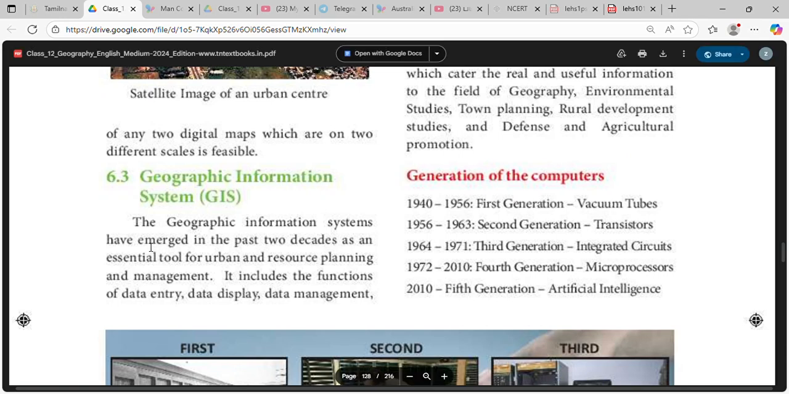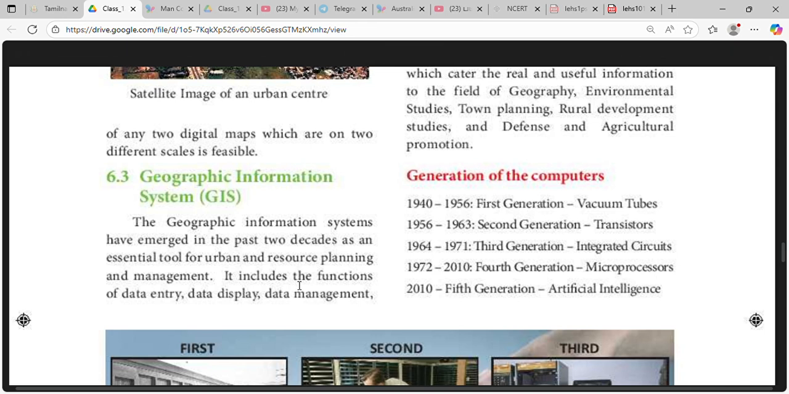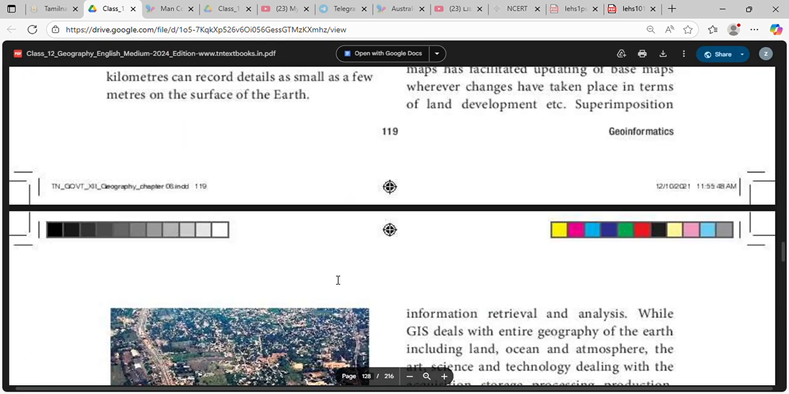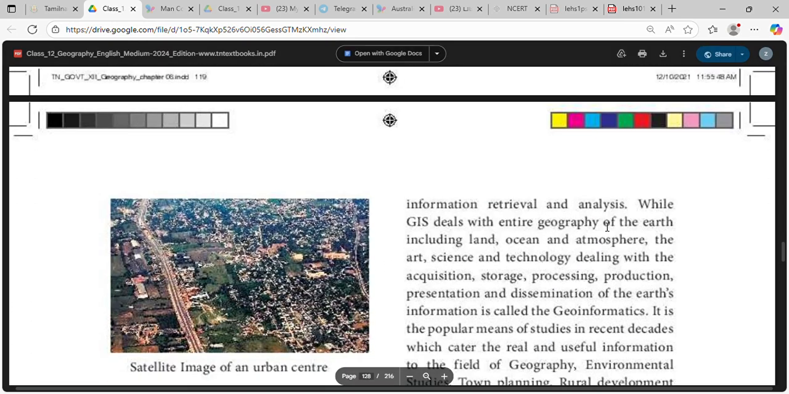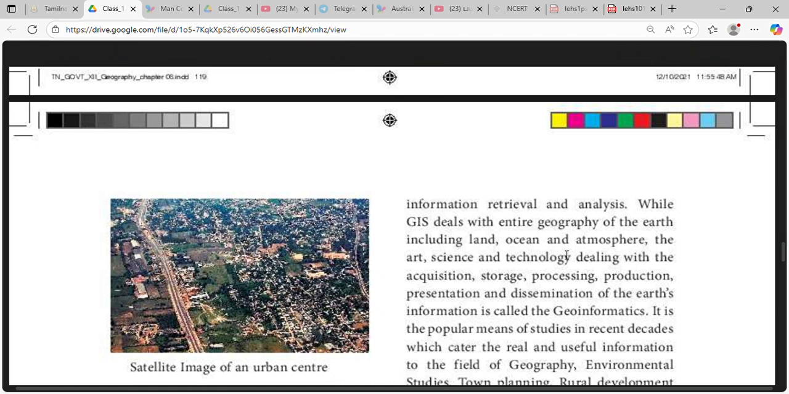Geographic information systems have emerged in the past 2 decades as an essential tool for urban and resource planning and management. It includes the functions of data entry, data display, data management, information retrieval and analysis, while GIS deals with the entire geography of the Earth, including land, ocean and atmosphere.